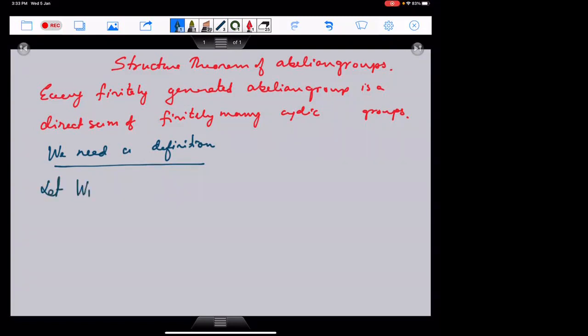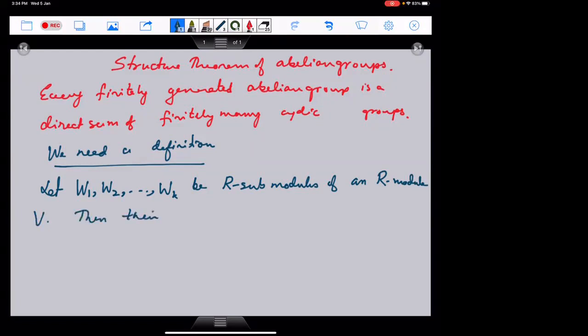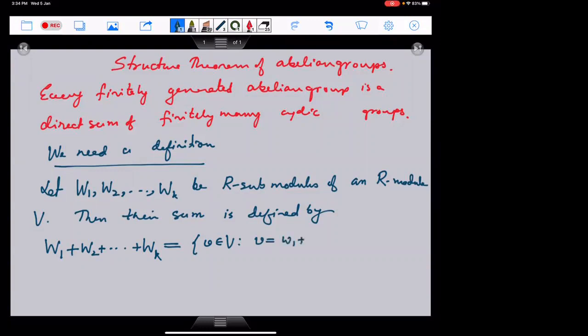Let W1, W2, ..., Wk be R submodules of an R module V. Then their sum is defined by those vectors in V which can be written as a sum of elements coming from these subgroups Wi. So the ith term wi is coming from capital Wi. Some of them may be 0.